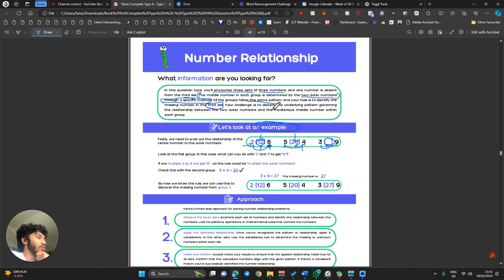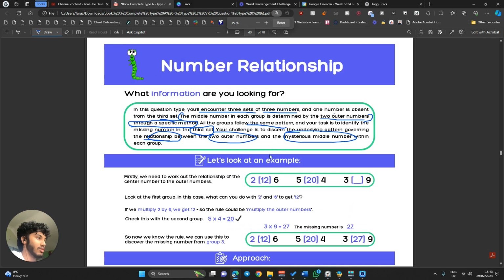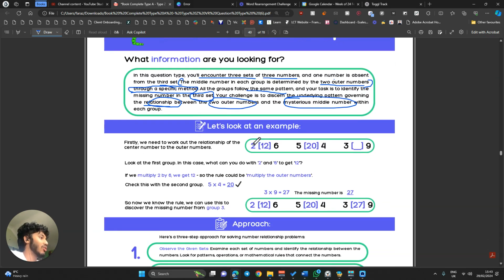So your challenge is to discern the underlying pattern governing the relationship between the 2 outer numbers and the mysterious middle number within each group. So basically, you just have to figure out the relationship between the 2 outer numbers and the mysterious middle number. But yeah, hopefully that makes sense. I think most of you might have already spotted what this is asking us to do, or like how we got from 2 and 6 to 12.